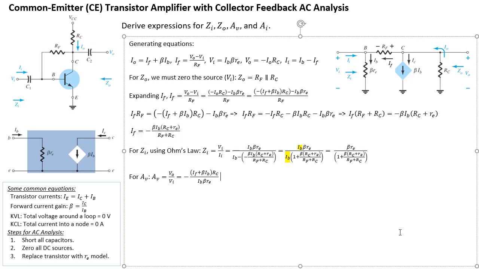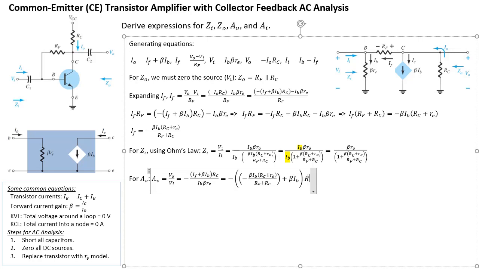All right. So therefore, this is going to be equal to, that's a negative in front. And then at the top is going to be IF plus beta IB. All of this is multiplied by RC, and all of this is then divided by IB and beta RE.